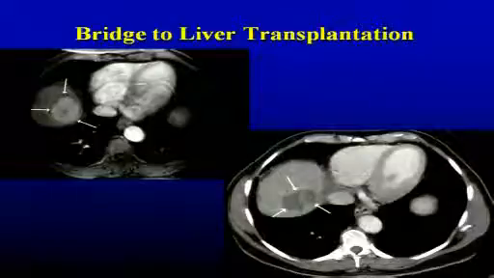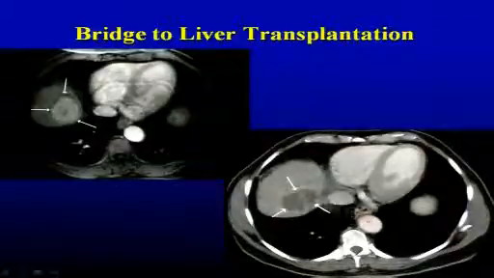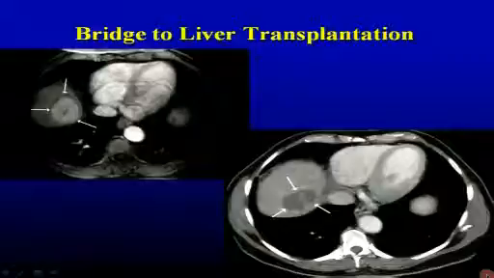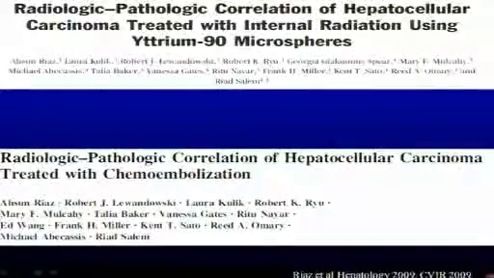The problem is this patient was transplanted, and when we cut up that tumor, it was completely dead, even though we thought here that there was viable tissue. So here we had a clinical perception of viable disease, yet at transplantation, this was completely dead tumor. So we have some things to learn with imaging.